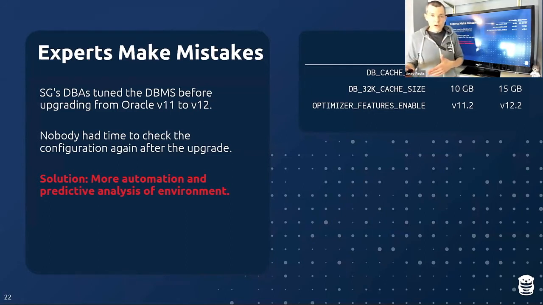And so my argument is that this is a good example where an automated solution like OtterTune could observe the database system and recognize that, oh, I've upgraded from Oracle 11 to Oracle 12, or even a minor version like 12.1 to 12.2, and therefore I should reevaluate whether I'm running with the right configuration.